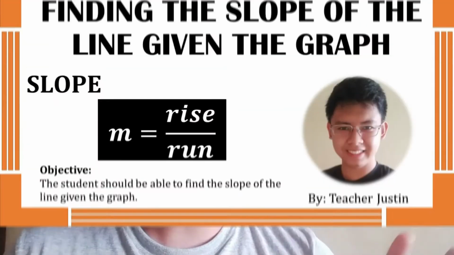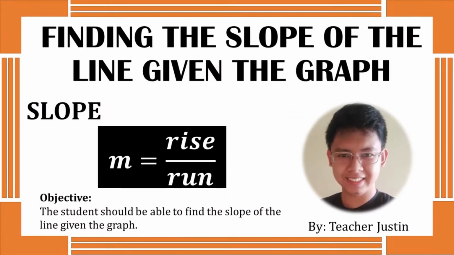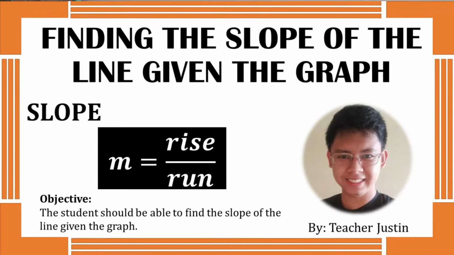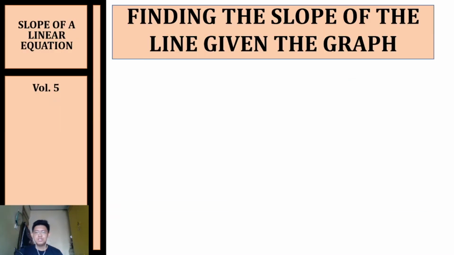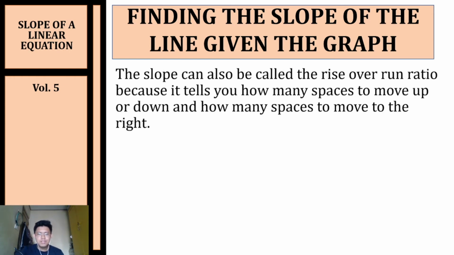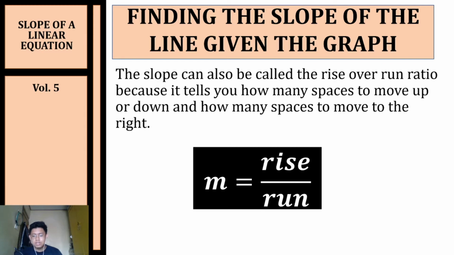On today's topic, we're going to find the slope of a line given the graph. Let's talk about finding the slope of the line given the graph. Based on the definition, the slope can also be called the rise over run ratio because it tells us how many spaces to move up or down and how many spaces to move to the right or left. So, we will use this formula, which is the slope is equal to the number of rise over the number of run.